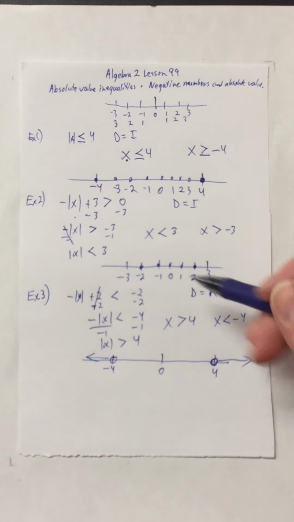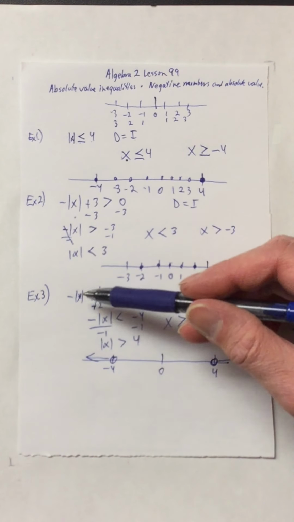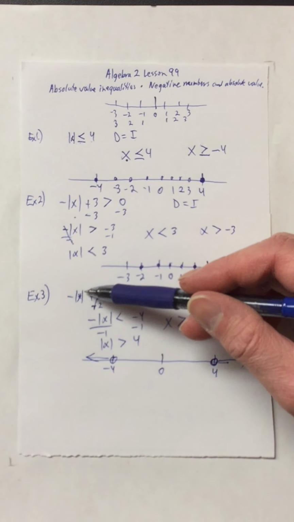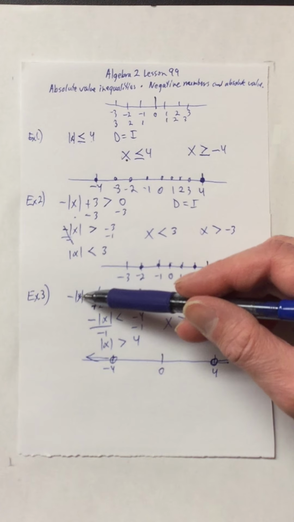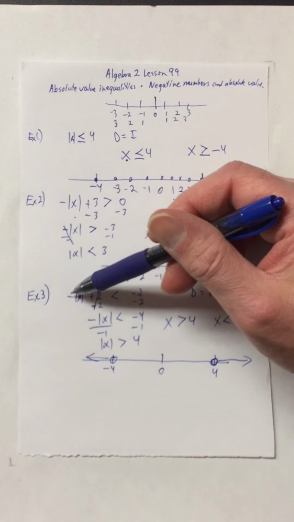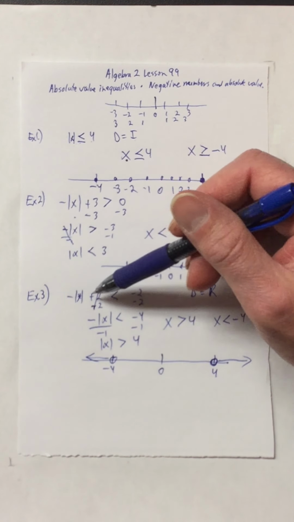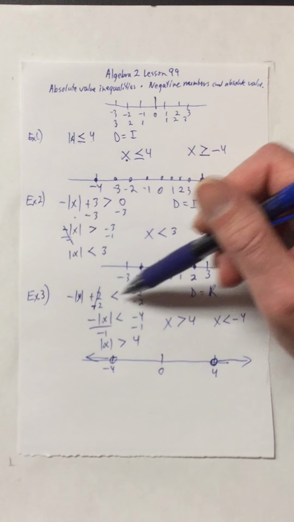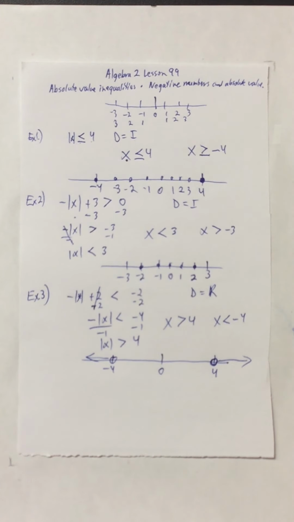So in this scenario, if you put in negative 6 it would become 6 as the absolute value is removed, and then it would become a negative 6 again because this went outside, so negative 6 plus 2 would be negative 4, and negative 4 is less than negative 2. You can see how that works.